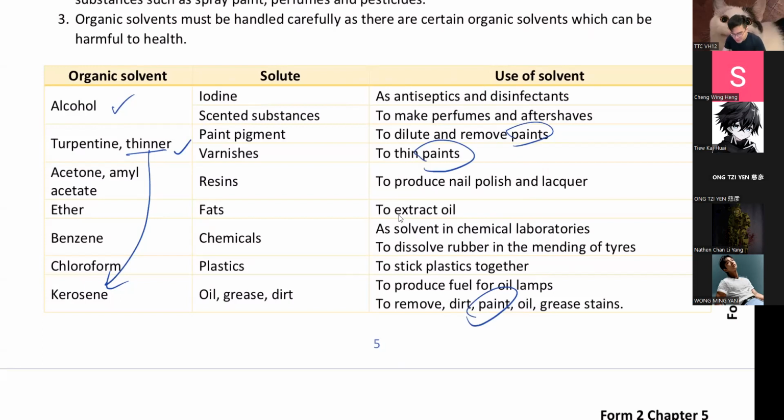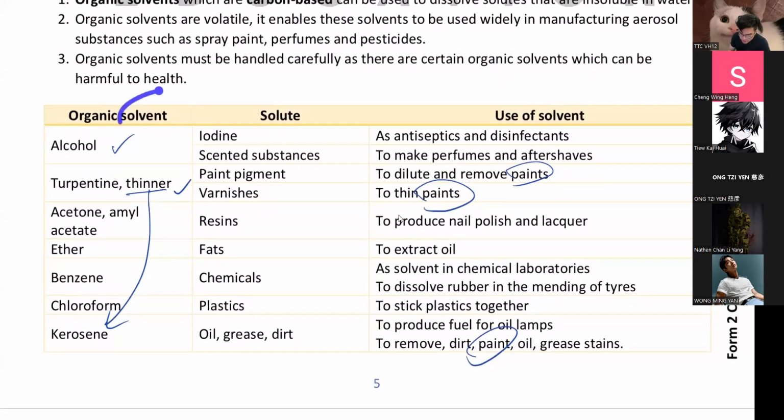What is thinner for, guys? Let's say you painted your house during Chinese New Year. Your brush is now dirty. You want to clean your brush. You will use a thinner to clean your brush. Do you know that they use this in oil painting too, right? If you use your brush to do oil painting, and now you're done, and your brush is full of the oil paint, you cannot get rid of it, you will use a thinner. It's a really strong solvent. It is a very strong organic solvent.